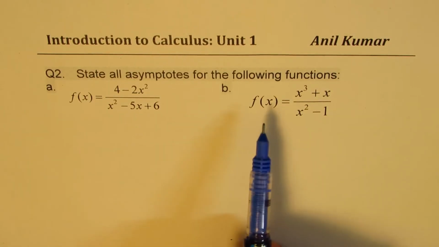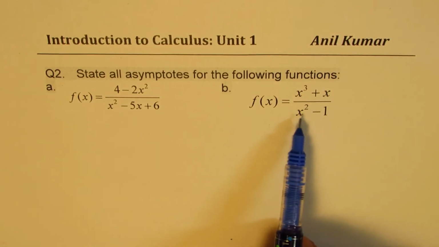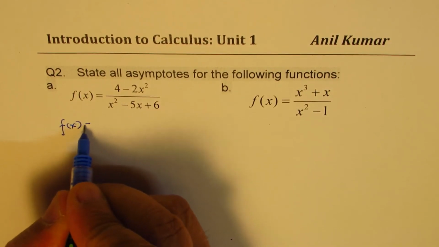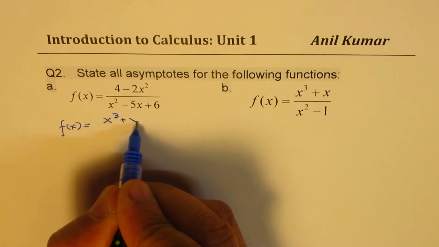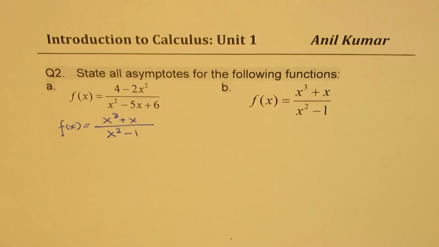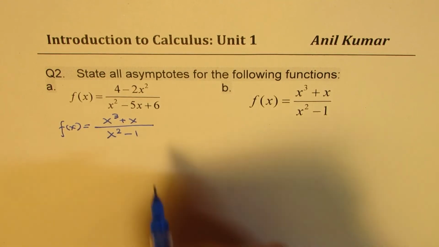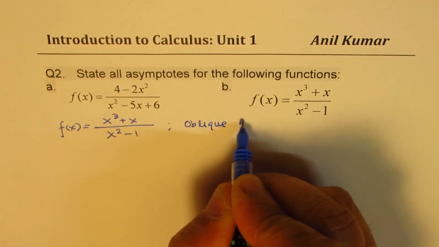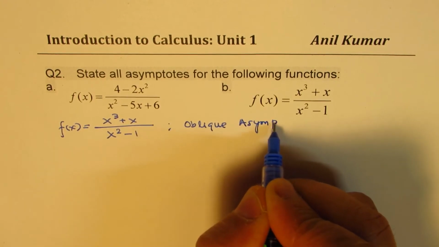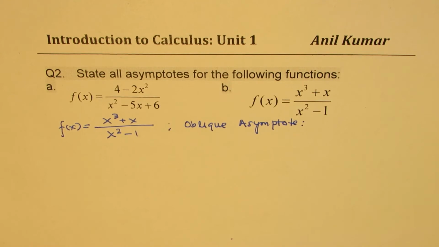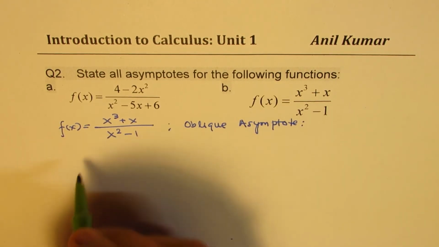Now let us see how to find the asymptotes for the rational function f of x equals x cubed plus x divided by x squared minus 1. Now since the degree is 1 higher, we expect an oblique asymptote, right? To find the equation, we'll do long division. So let's divide and figure it out.